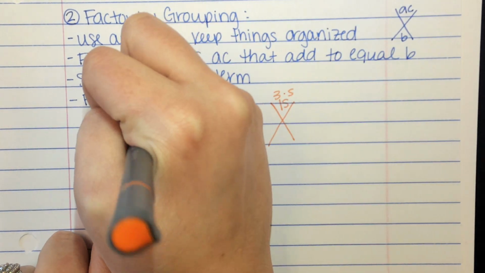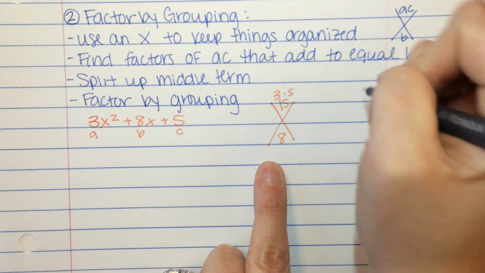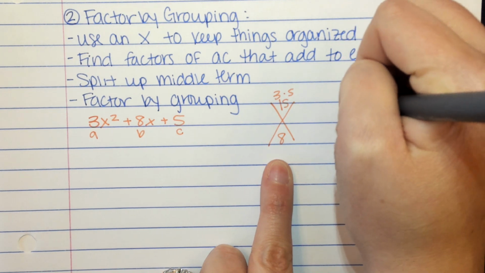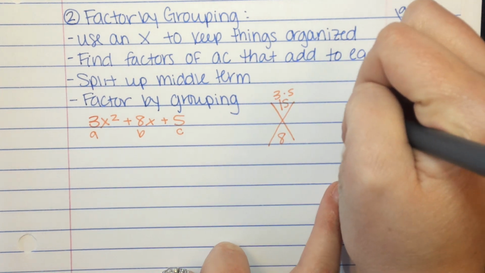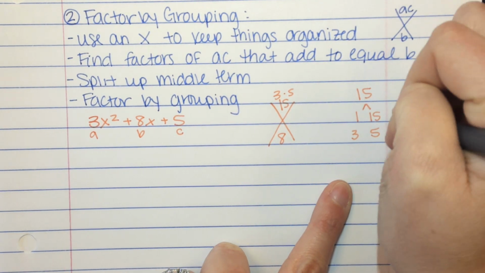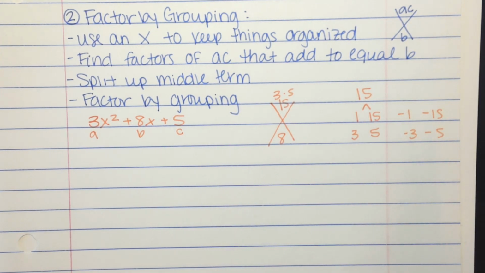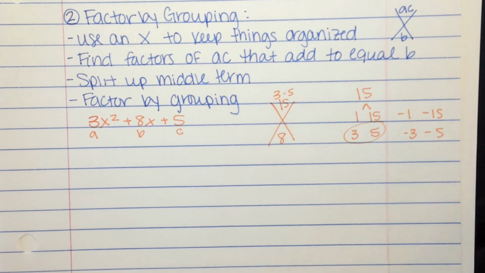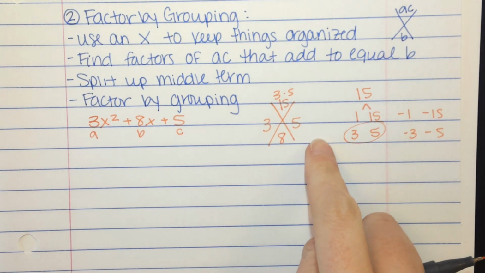Okay, and we put B in the bottom. So B is 8. So we need factors of 15 that add to equal 8. In this case, this one is actually pretty easy because it's what we're given here. But some factors of 15 are 1 and 15, 3 and 5, and then you could do the negatives of each of those. But we know we're adding to get to a positive 8, so our options are 3 and 5. So I put a 3 on one side, 5 on the other.